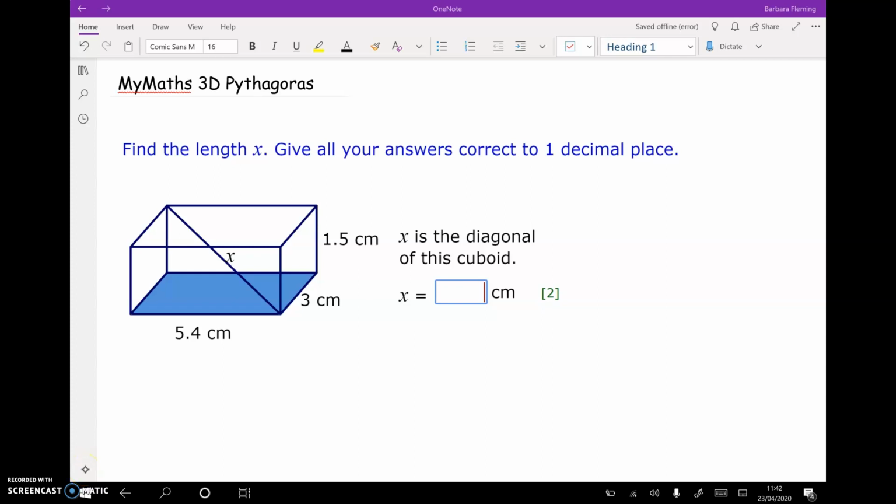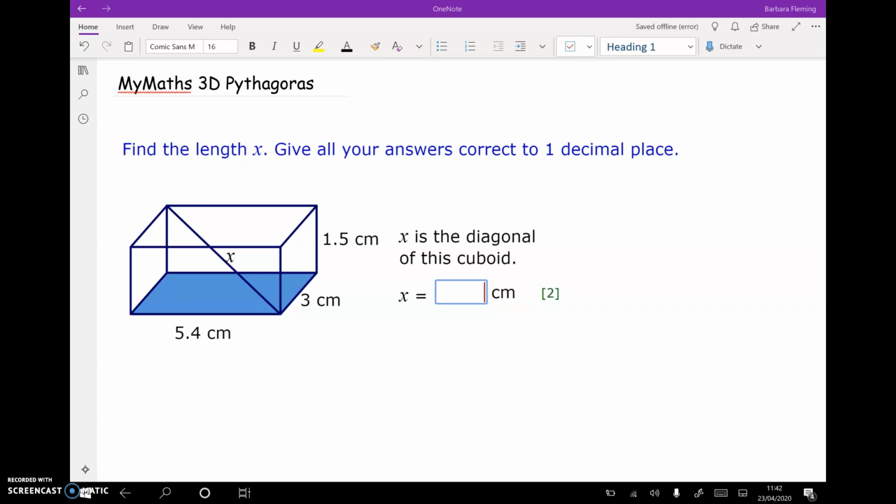So in this video, we're going to go through the first page of the MyMaths 3D Pythagoras. It's quite tricky, but we'll talk through it. So we're finding the length x in all of these. Give all your answers correct to one decimal place, so we'll need to do that.